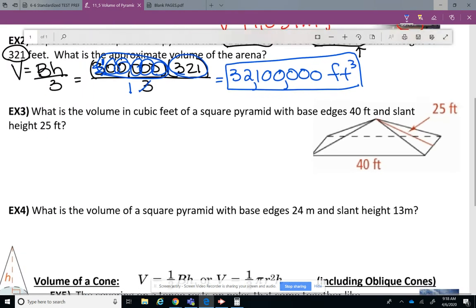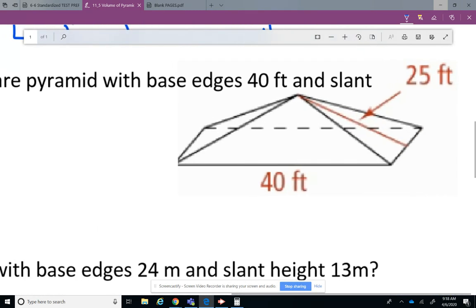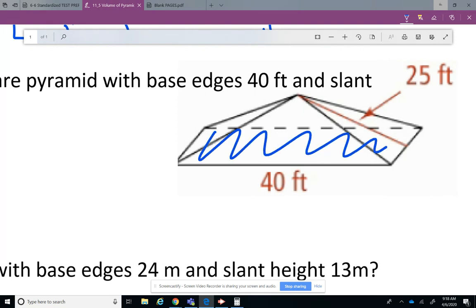All right, what is the volume in cubic feet of a square pyramid that has the base edges of 40 feet and a slant height of 25 feet? Okay, so what we're looking at here is they already said this is a square. So we're going to do the area of the base. We'll end up doing 40 times 40. That's the easy part. Now, we do not know the height, but we know the slant height, the slant length.